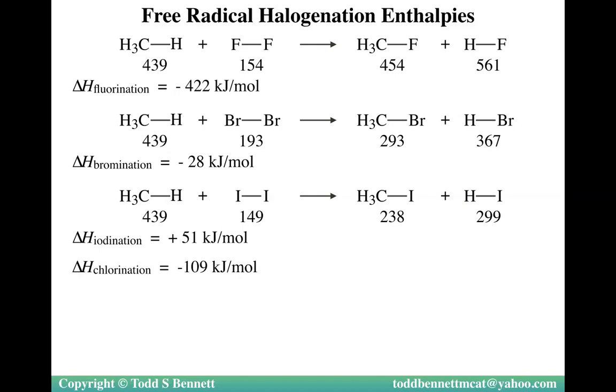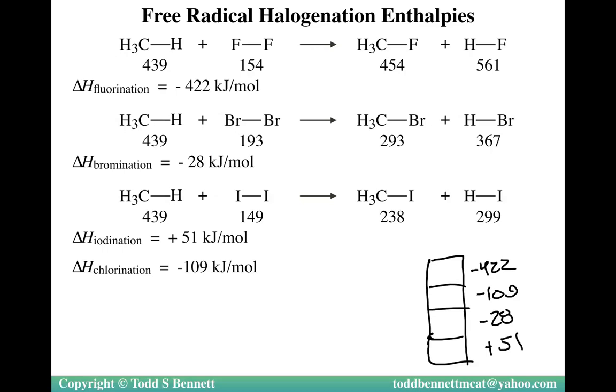So as I go down the periodic table, I go from negative 422 for fluorine, negative 109 for chlorine, negative 28 for bromine, and positive 51. So I'll just put that there, periodic table. The 4 elements we're dealing with: negative 422, negative 109, negative 28, positive 51.